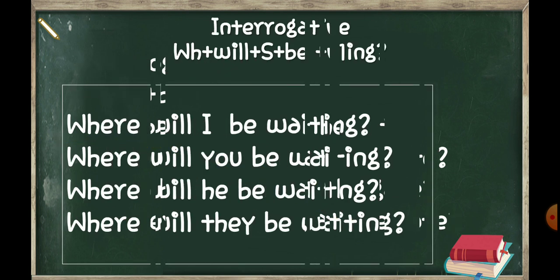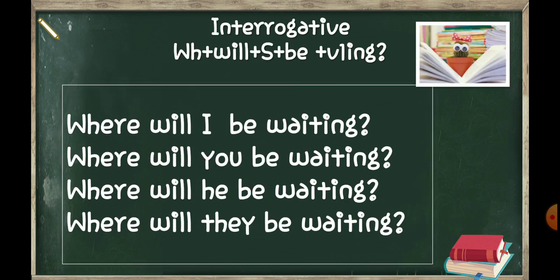Now see the question. WH word and then helping verb, subject, then the rest of the verb. Where will I be waiting? Where will you be waiting? Where will he be waiting? Where will they be waiting?